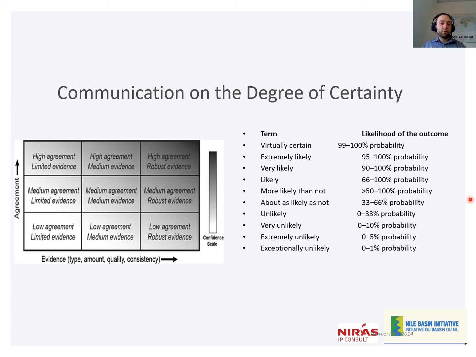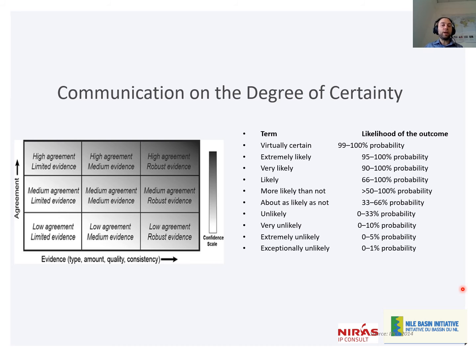So it is quite important to communicate well about climate change, and one of the issues to communicate about is the degree of certainty. For certain issues regarding climate change and climate impacts, there is quite a high degree of certainty, which the IPCC calls virtually certain, meaning 99 to 100% probability, and others are exceptionally unlikely. And for others, it's about as likely as not, so a big degree of uncertainty.